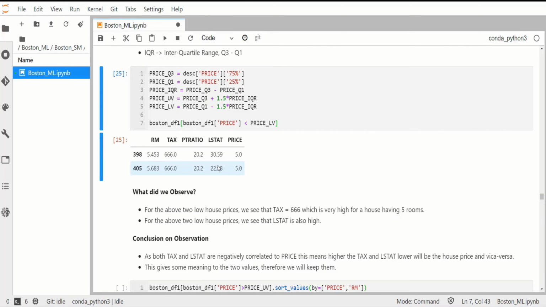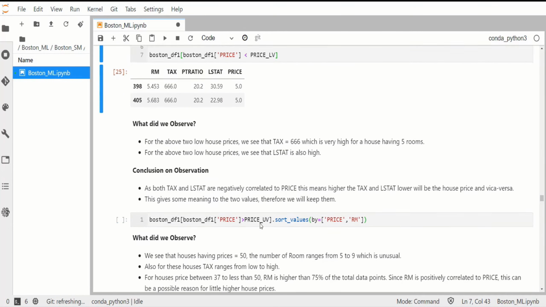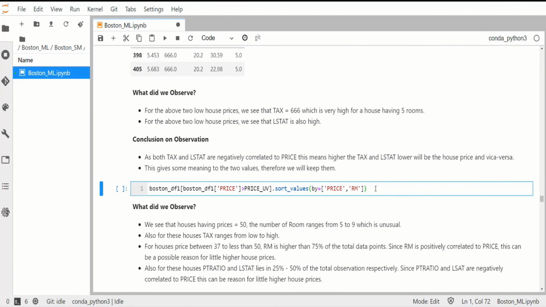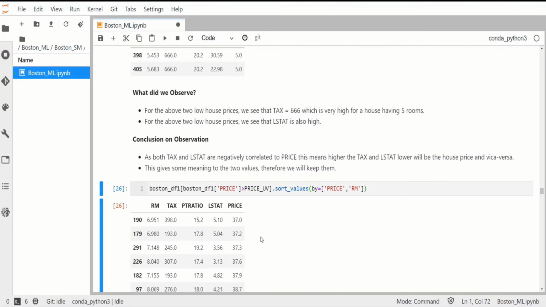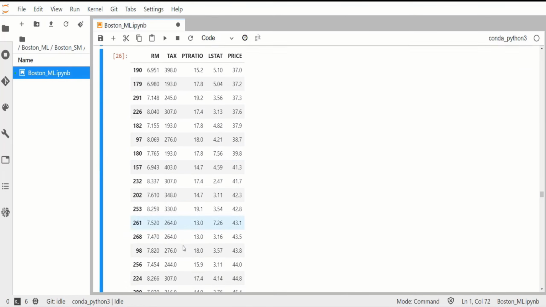Therefore, this gives some value to the two values we have here. So we will keep them in our dataset. Now I will check for the outliers above the higher value. So let's run this cell. So we have more values over here.